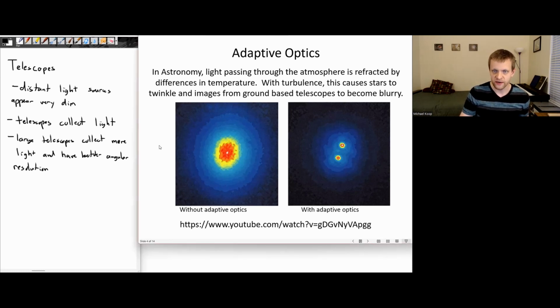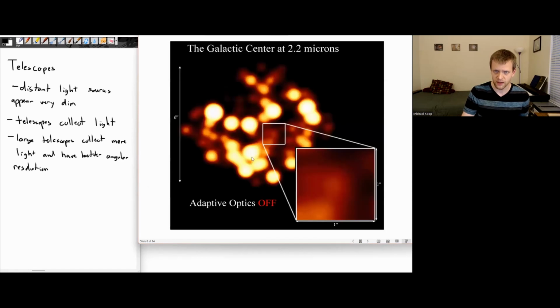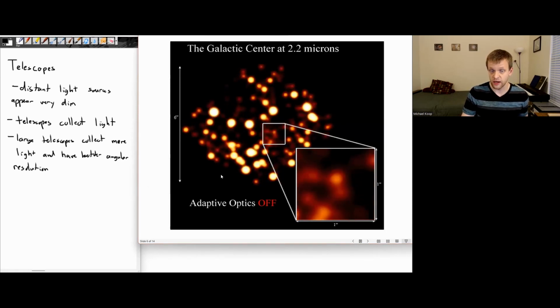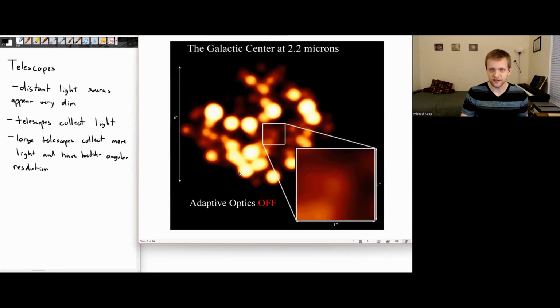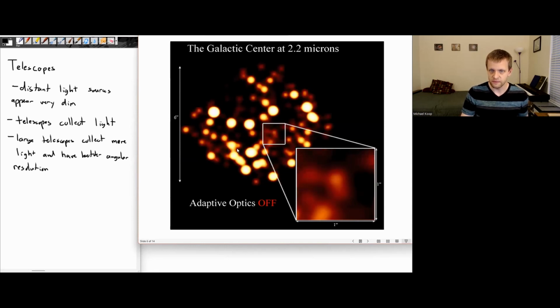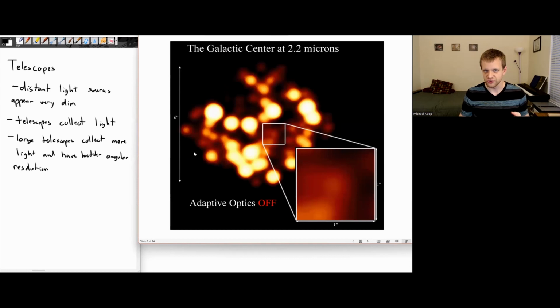So it's able to take these images that without the adaptive optics would be very blurry, not giving us very much information, and able to clarify those to a remarkable degree. This is an infrared image looking at the galactic center with adaptive optics off. And then when you turn it on, you can see how much of an improvement you can actually get in the images of the stars in this part of the sky. Again, just some really, really cool technologies.